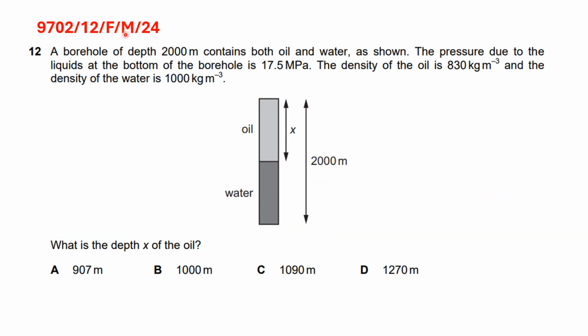This question is from February-March 24, paper 12, question 12. A borehole of depth 2,000 meters contains both oil and water as shown. The pressure due to the liquids at the bottom of the borehole is 17.5 megapascals. The density of the oil is 830 kilograms per cubic meter, and the density of the water is 1,000 kilograms per cubic meter. What is the depth X of the oil?